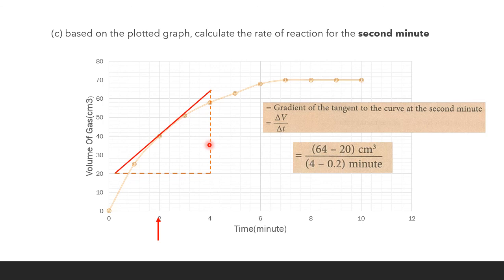Okay. So dekat delta V ni, V2 is equal to 60.4 something like that. V1 is 20. So delta T is 4 minus 0.2 minutes. So masuk kat dalam formula yang ni. Jadi jawapan akhir you dapat 11.58 cm3 per minute. So your answer can be in the range of plus minus 0.02, 0.03 macam tu.